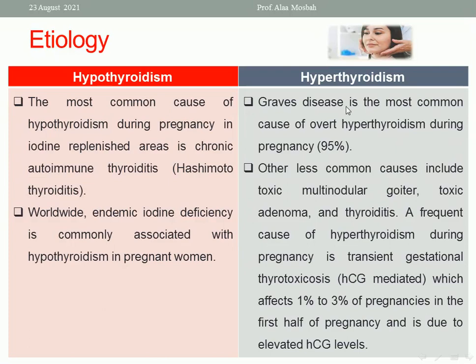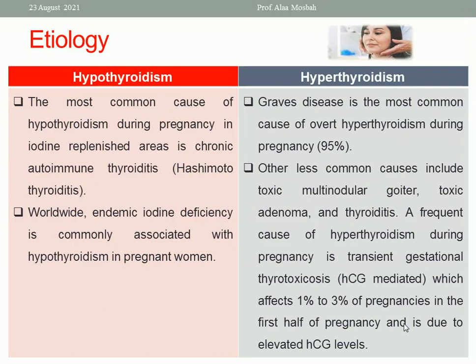As regards hyperthyroidism, the commonest cause, which constitutes 95% of causes, is Graves' disease. Other less common causes of hyperthyroidism are toxic multinodular goiter, toxic adenoma, and thyroiditis. Another frequent cause of hyperthyroidism during pregnancy is transient gestational thyrotoxicosis.